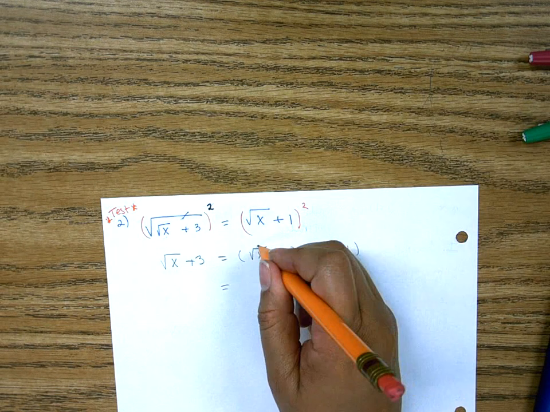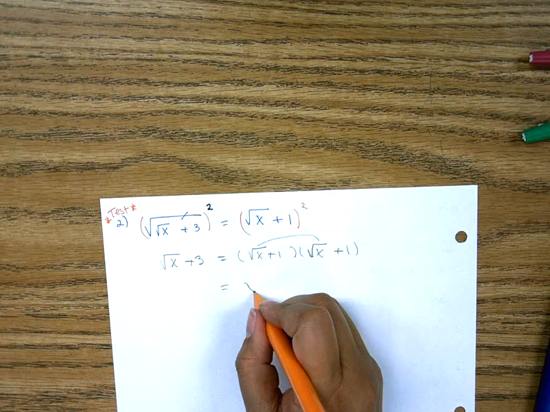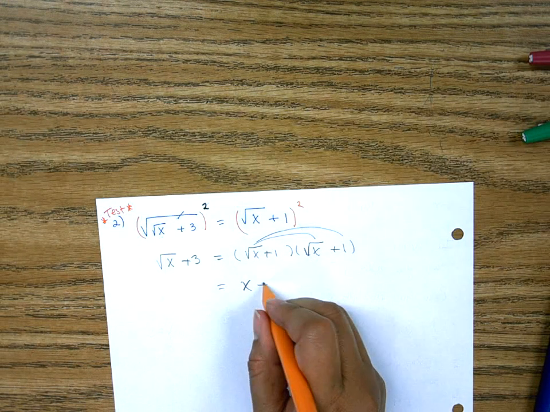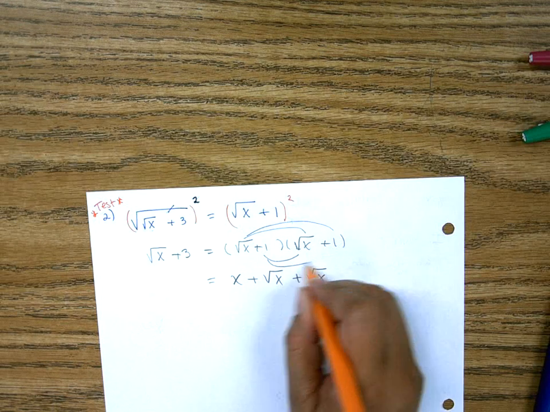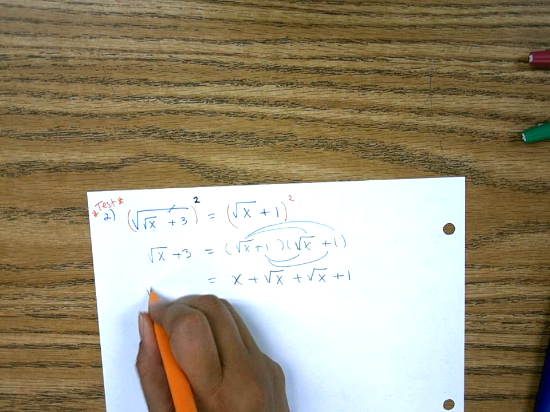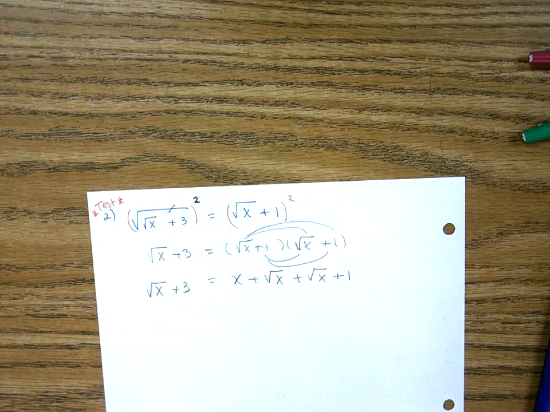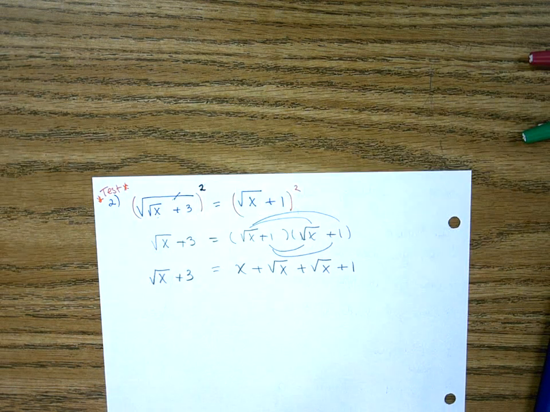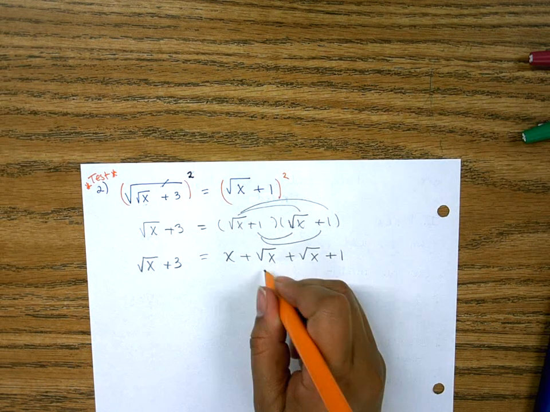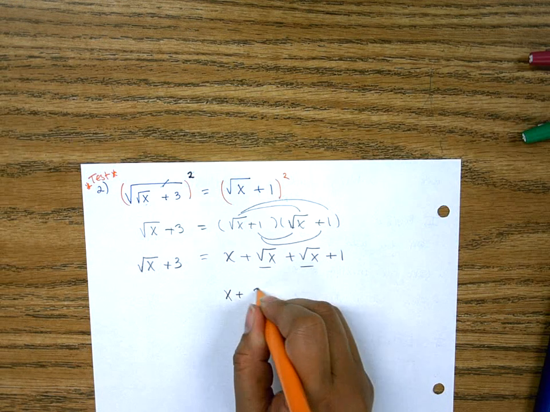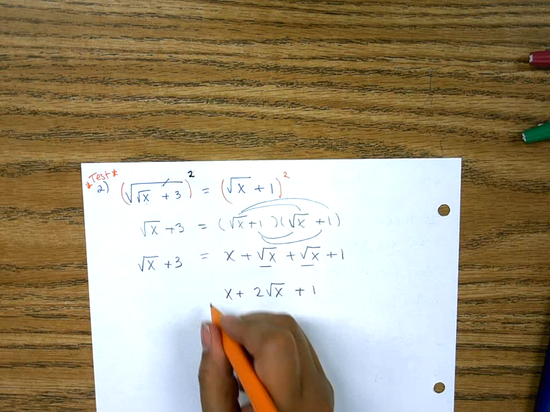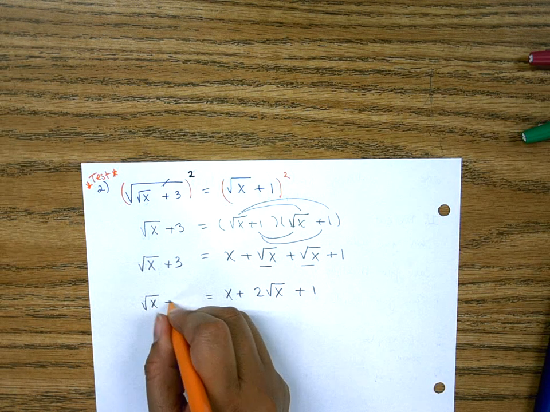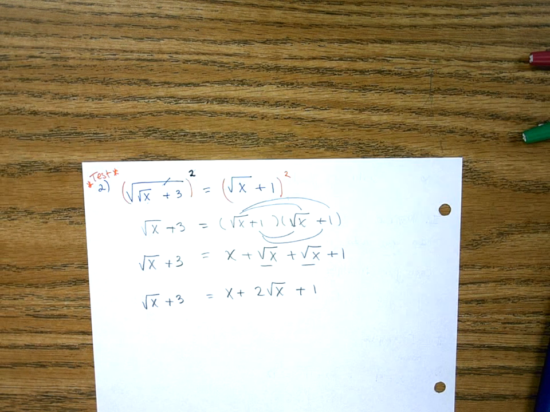And again, I do check your work. Okay, square root of x plus 3 stays, equals root x times root x is simply x, plus root x times 1 is root x, plus 1 times root x is root x, plus 1 times 1 is 1. Now on the right-hand side I still have like terms. Can you guys see that here? x plus 2 root x plus 1 equals the square root of x plus 3.